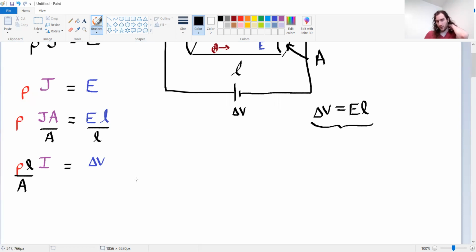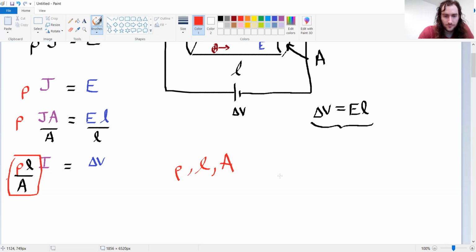Now we see that whenever we have a linear relationship between current density and electric field, then we also have a linear relationship between the current and the potential difference. But there's this extra factor over here, and we need to figure out what to do with it. So let's take a closer look at it. It's rho, L, and A.